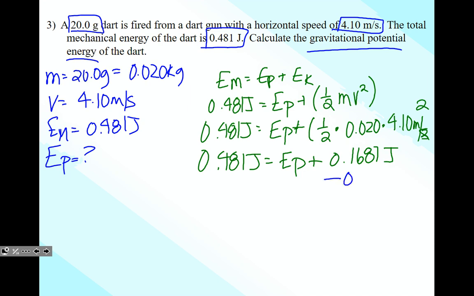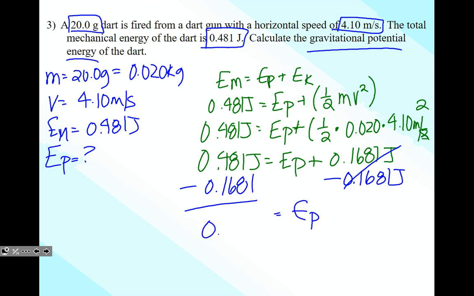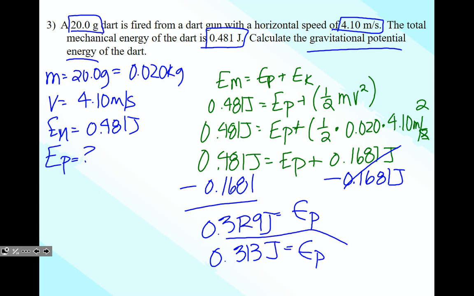All right, so I have to subtract 0.1681 joules. That cancels out, so then I have to subtract 0.1681, which is going to give me EP is equal to 0.3129 joules, which is going to be equal to 0.313 joules. Okay, kiddos, so this is how you do it without having to manipulate the formula first and using our friend called algebra.